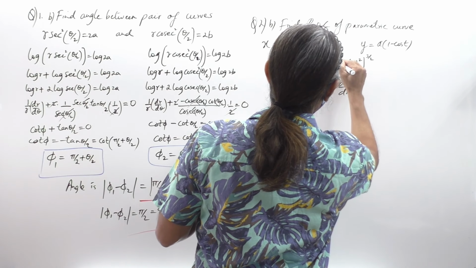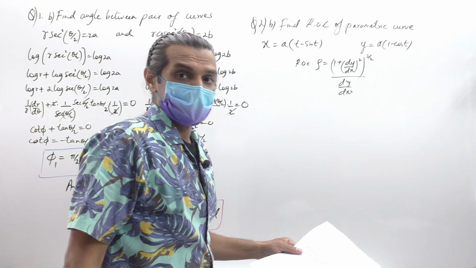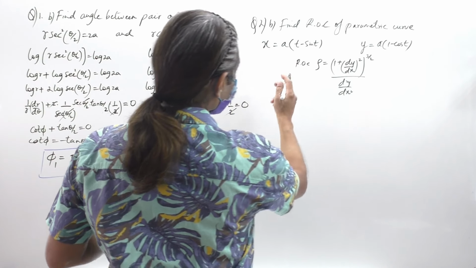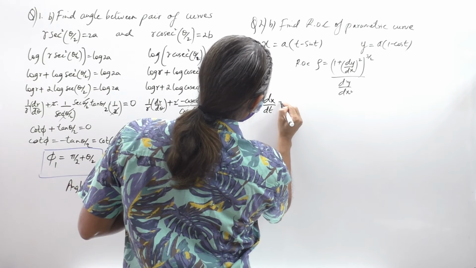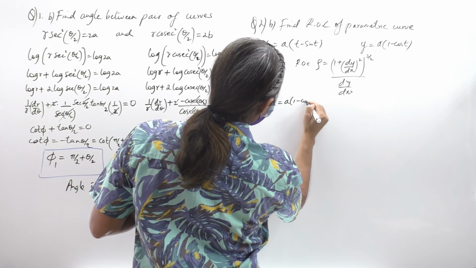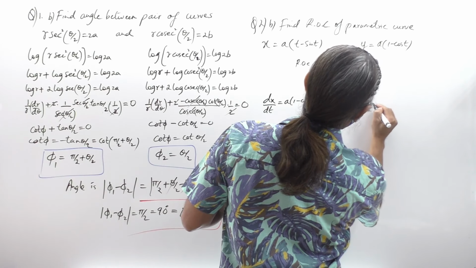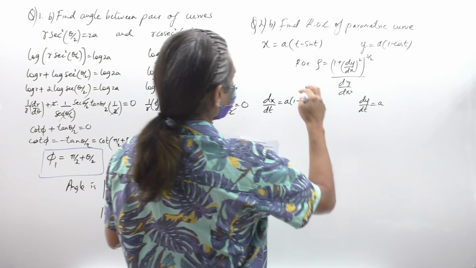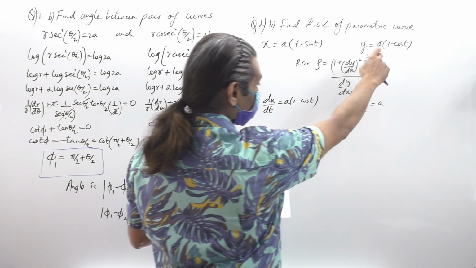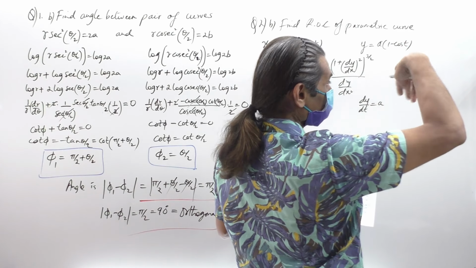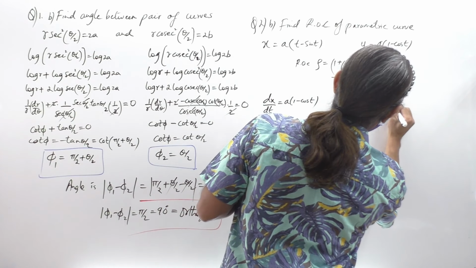As from your previous classes, your basics, you know that a parametric curve can also be converted to a Cartesian curve. So how? First find dx by dt. So we have dx by dt is equal to a into 1 minus cos t. Similarly, we have dy by dt is equal to a into, here a into the differential of t was 1 and of sin t is cos t, but here a into the derivative of 1 is 0, the differential of cos t is minus sin t, so minus into minus becomes plus.